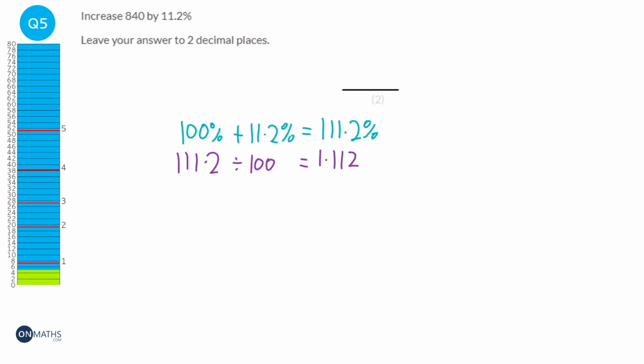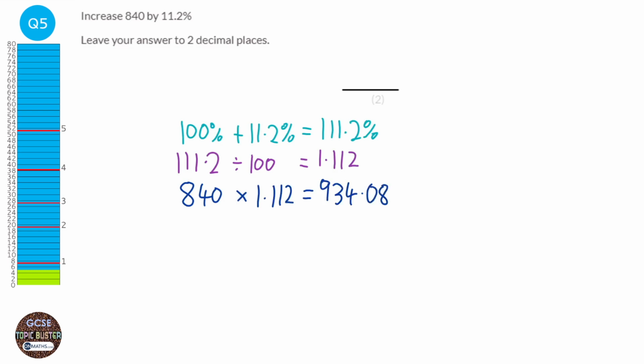That's our multiplier, and the beauty of a multiplier is all we do is we get our amount, which is 840, and multiply it by the multiplier, and it will do all the hard work for us and give us the answer of 934.08.